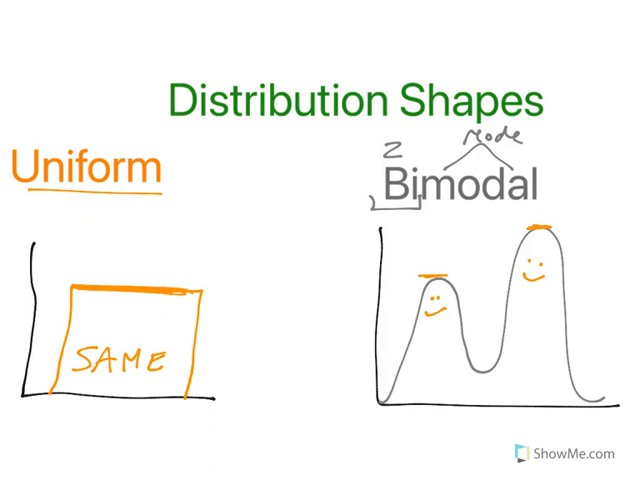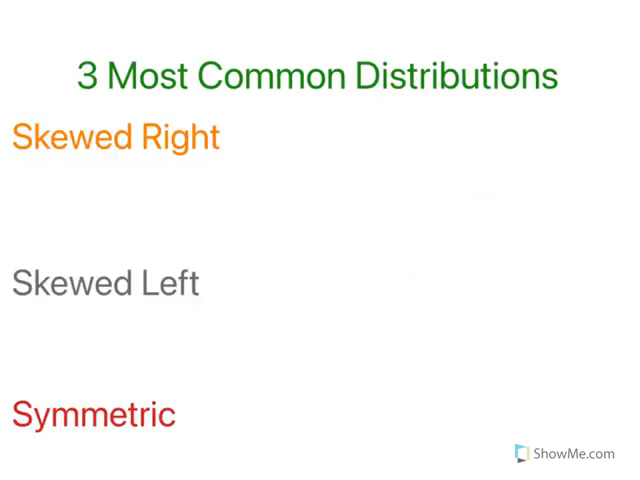Now, if it's not uniform and it's not bimodal, that's where we get into the idea of skewness. Very rarely are you going to see a uniform distribution. It just doesn't happen all that often. And the idea of bimodal also is not real common. But skewed right, skewed left, and symmetric are quite common.